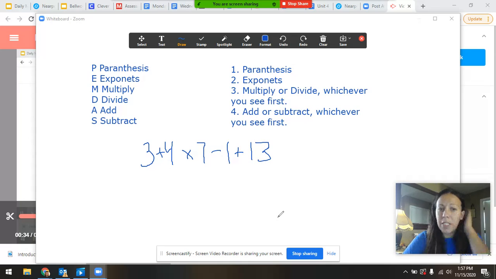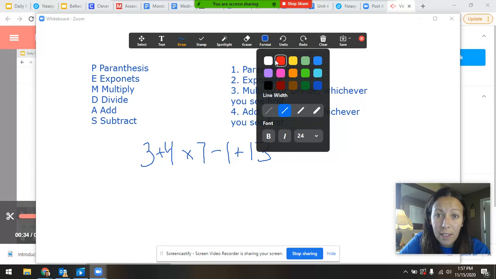Okay, so order of operations says that we have to do what's inside parentheses first. We don't have parentheses here, so we skip to number 2. All right, now it says we need to do exponents. Well, we don't have exponents, so we skip to step 3. Multiply or divide, whichever you see first.